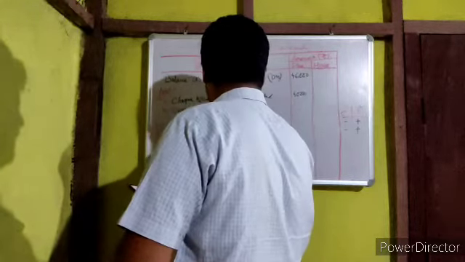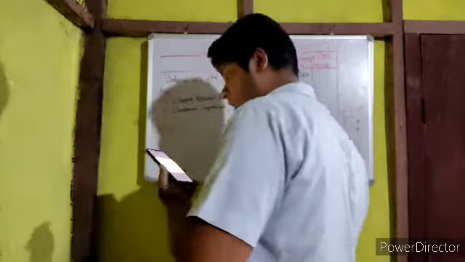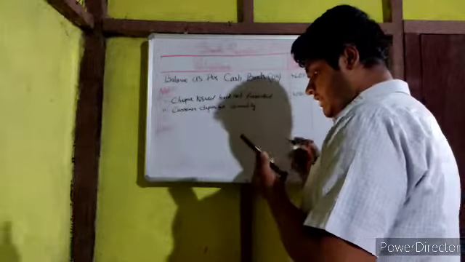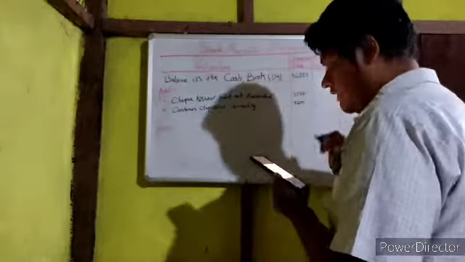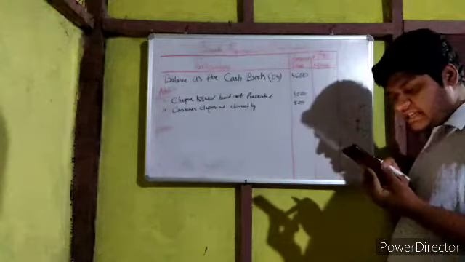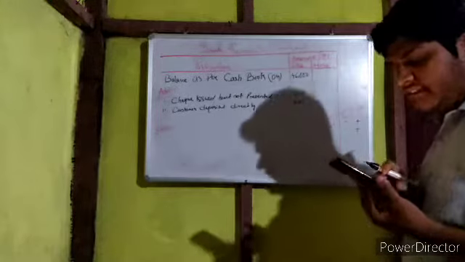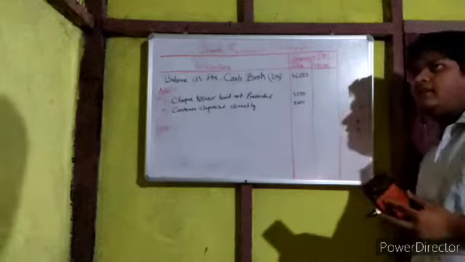Deposited directly. So the amount is 8,200. So it will again come on the plus column. Now the next entry is check sent to bank but not cleared.